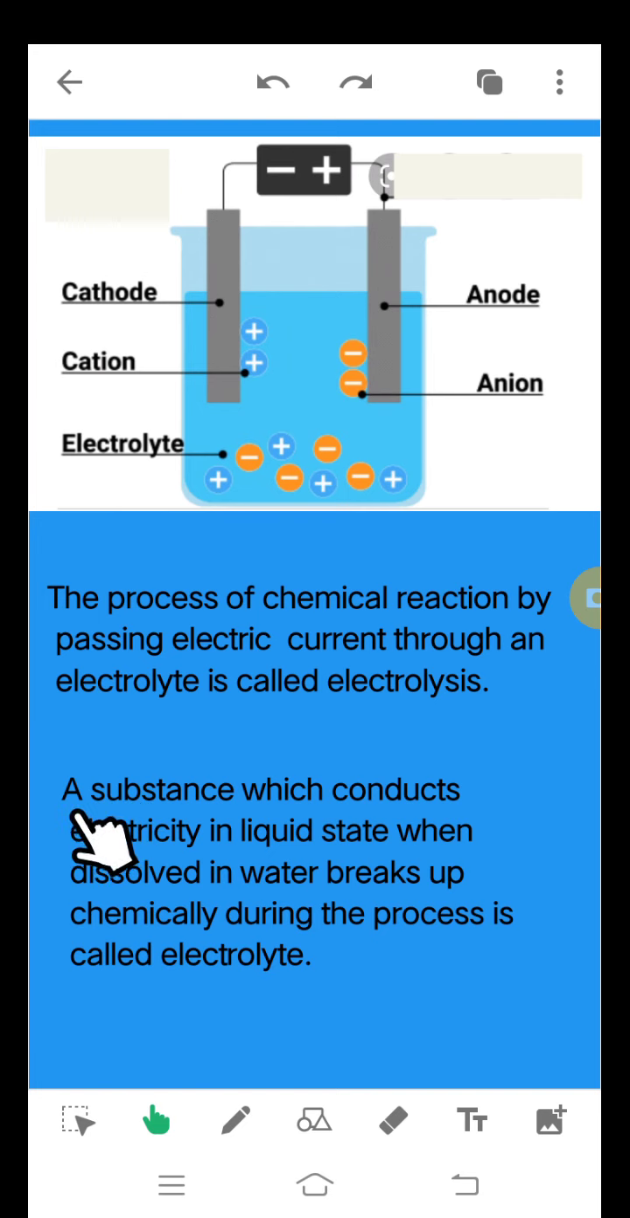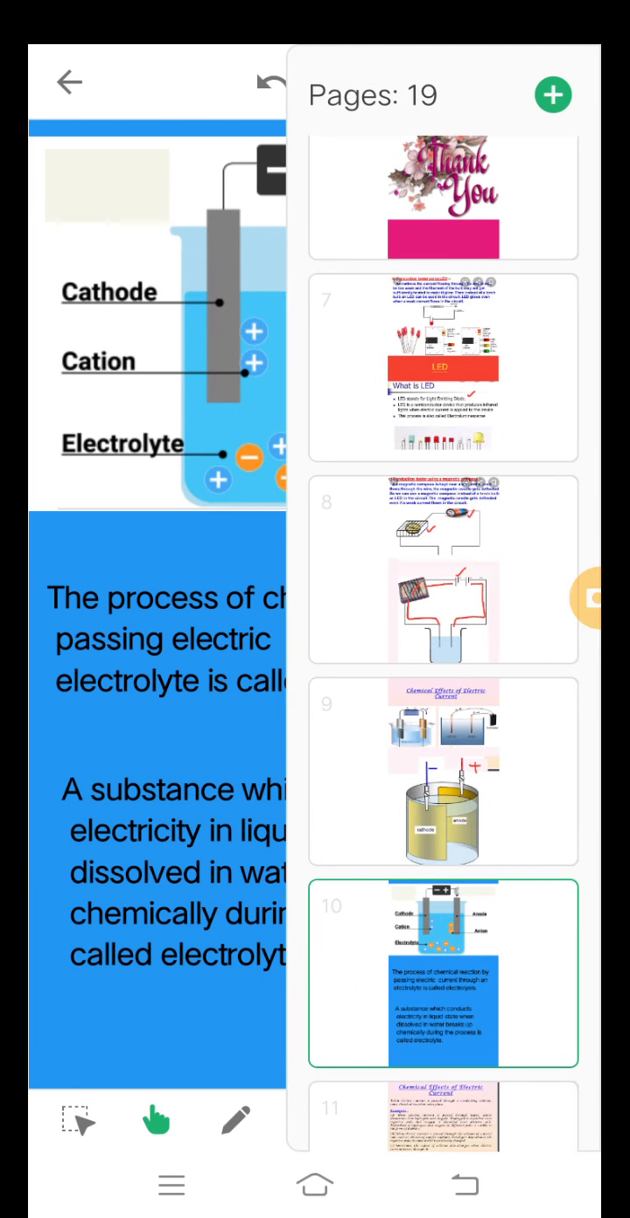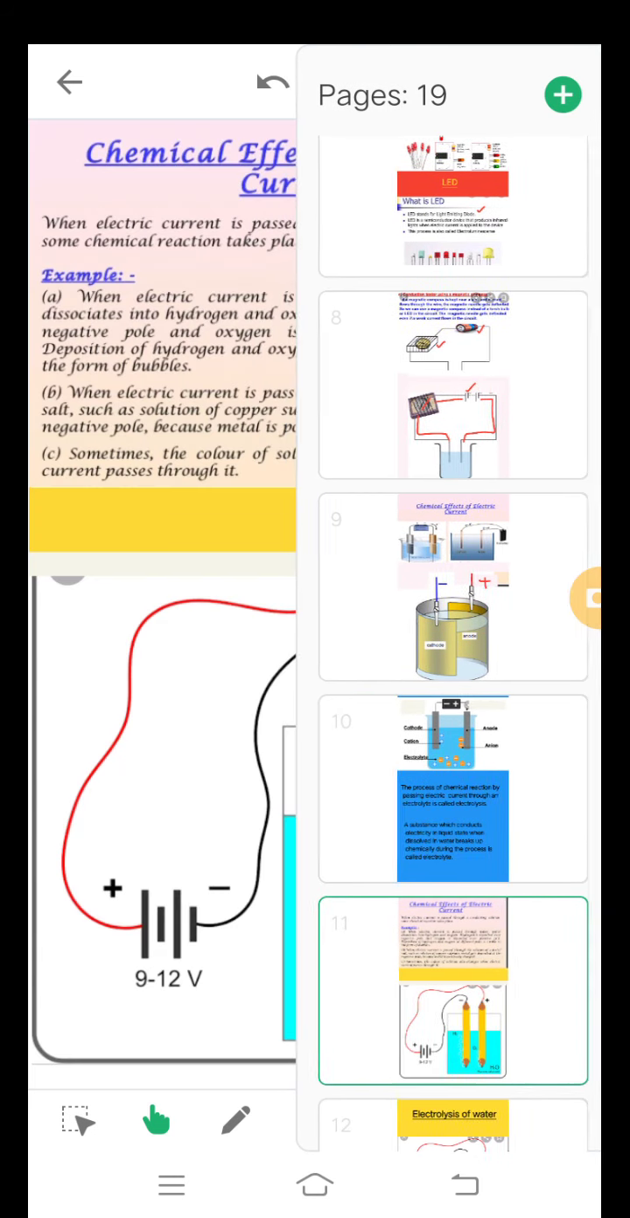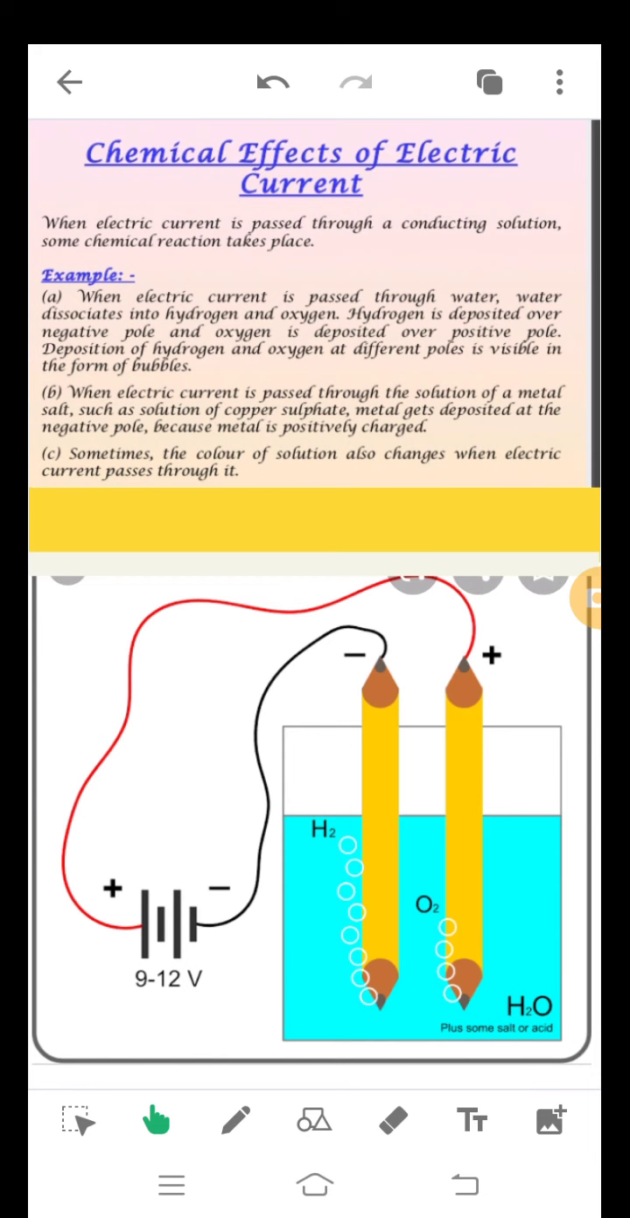And what is electrolyte? A substance which conducts electricity in liquid state when dissolved in water, and breaks up chemically during the process, is called electrolyte. Now here we have one example. When we pass electric current through water, what happens to water and what chemical reaction takes place in water on passing electric current? So when electric current is passed through a conducting solution, some chemical reaction takes place.